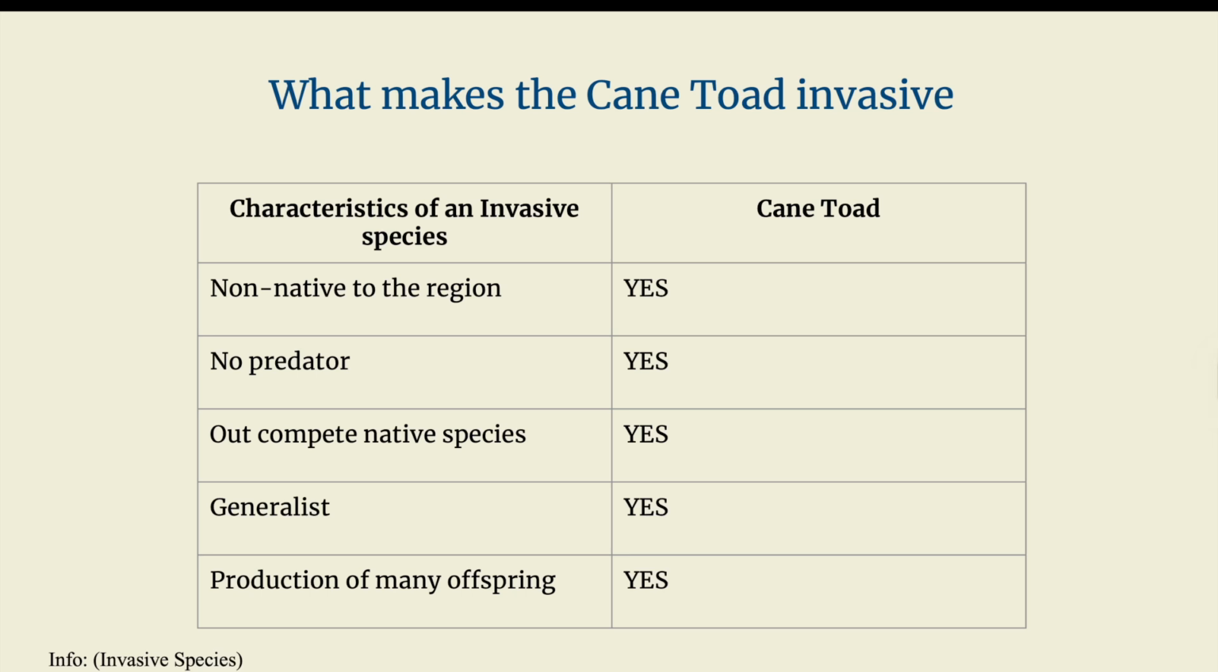Now you might be wondering, what makes a species invasive? A species can be considered invasive when it meets certain conditions. These include being non-native to the area it lives in, having no natural predators, and being able to outcompete native species. Being a generalist that can survive in many environments and being able to produce many offspring at once are also characteristics. The cane toad checks all of these boxes, which is why it is considered an invasive species.